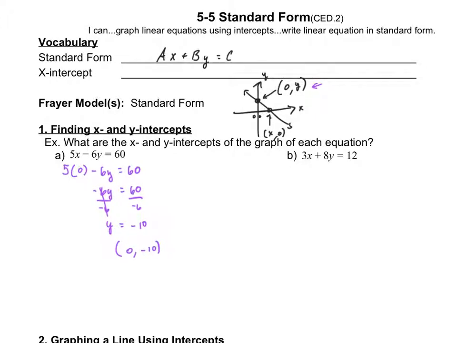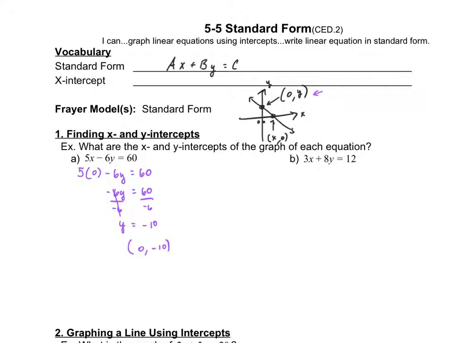And now to find my x-intercept, well, my x-intercept is when y is equal to 0, so I would have 5x minus 6 times 0 equals 60. And then I have 5x is equal to 60, or once I divide my coefficient away, x is going to be equal to 12, or my x-intercept is going to be 12, 0. So I have my y-intercept, and I have calculated my x-intercept.